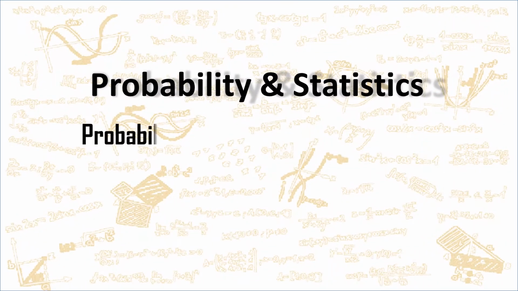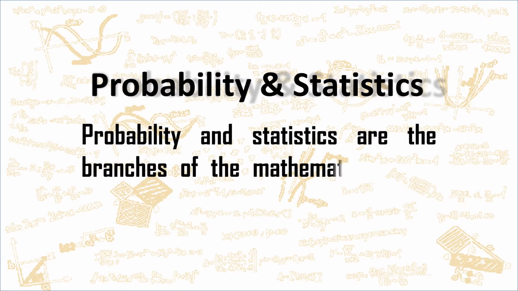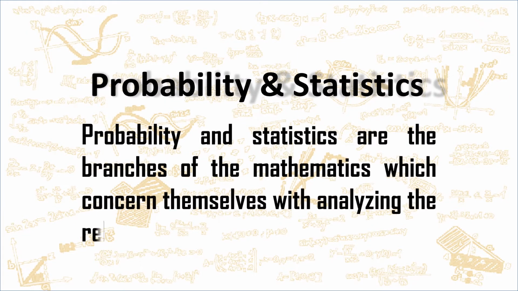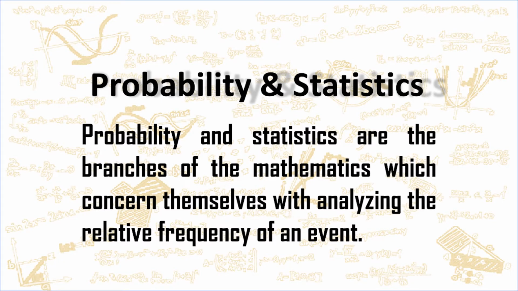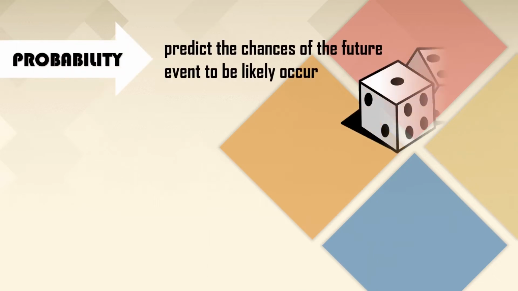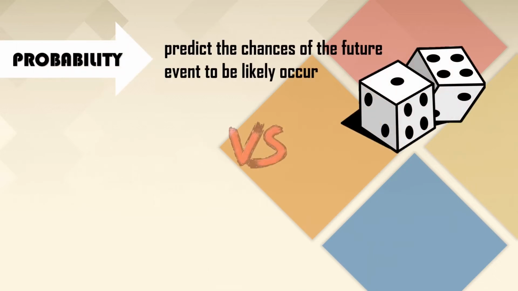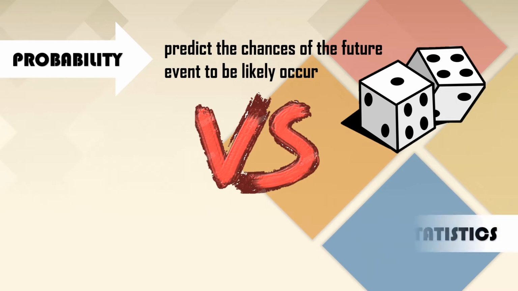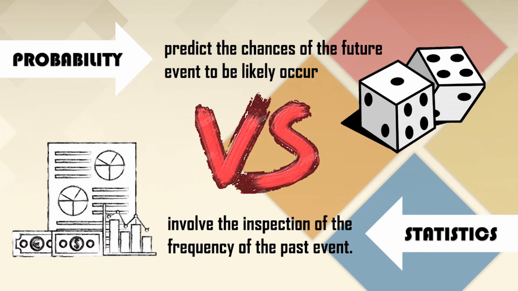Probability and statistics are the branches of mathematics which concern themselves with analyzing the relative frequency of an event. The major difference between probability and statistics is that probability is used to predict the chances of a future event likely occurring, whereas statistics involves the inspection of the frequency of past events.